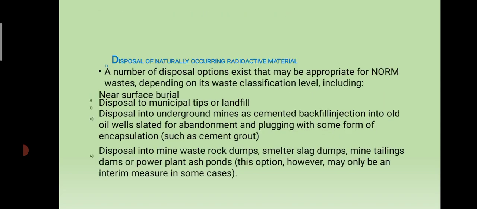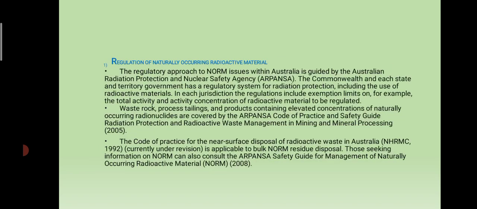Then disposal of naturally occurring radioactive minerals. How can we dispose of radioactive minerals? A number of disposal options exist that may be appropriate for NORM waste, depending on the waste classification level, including near-surface buried disposal, municipal tips or landfills, disposal into underground mines or cemented backfilling, injection into old oil fields, shaft and adit plugging with some form of encapsulation, disposal into mine waste rock dumps, smelter slag dumps, mine tailing dams or power plant ash ponds, that we have to do.